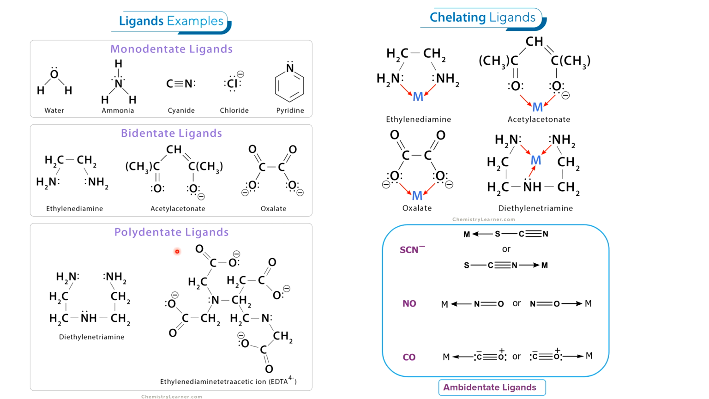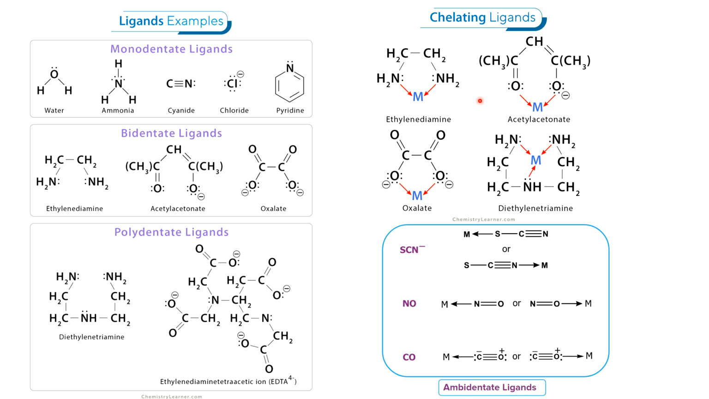And which are polydentate ligands? Those with more than two donor atoms, like diethylene triamine, where there are three centers that can donate to the metal atom and make bonds. EDTA is another example, a very common ligand. Those are called polydentate ligands.